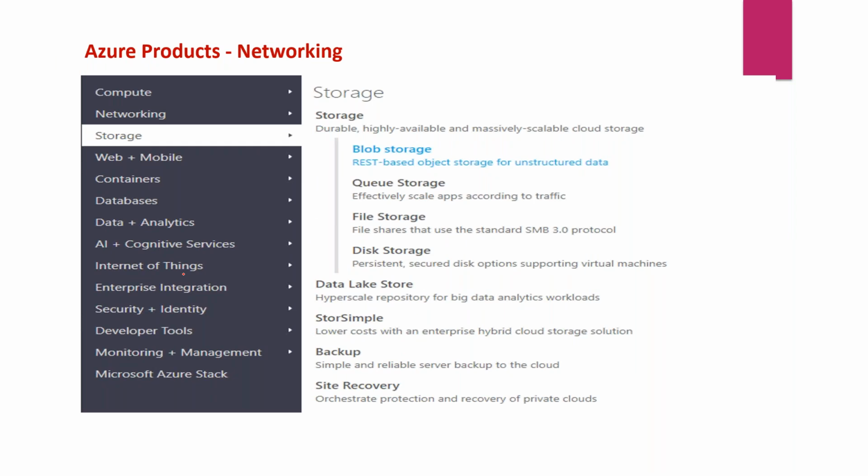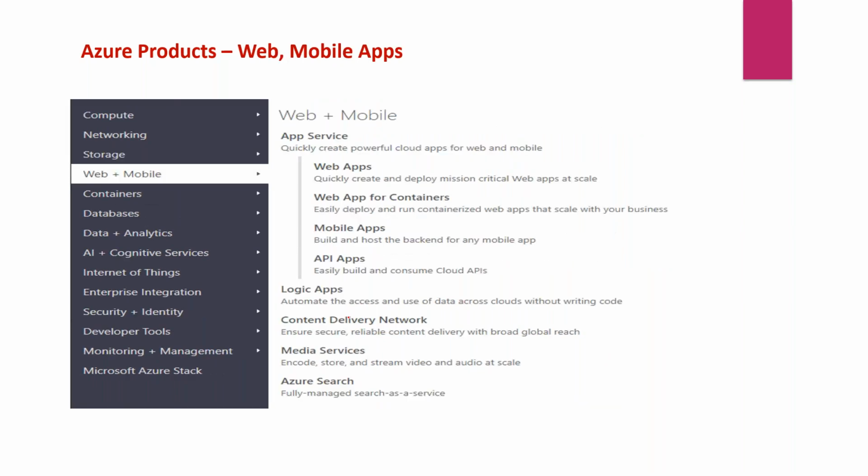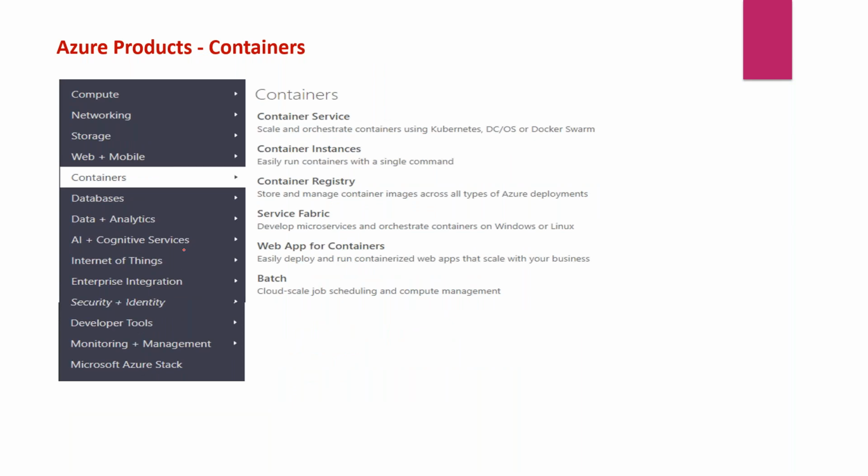And storage, again, is very important to understand. You have different types of storage available: blob storage, queue storage, file storage, disk storage, and table storage also. Then backup and recovery. Then web and mobile: web apps, mobile apps, API apps, logic apps, media services, and containers.